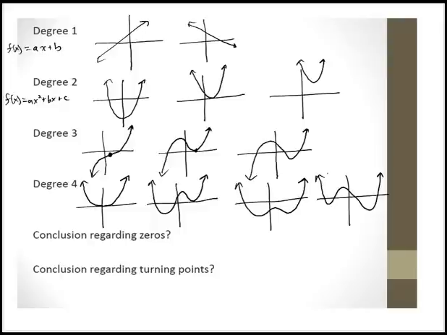But let's look at something. Let's look at the zeros, the x-intercepts. When we have a degree 1 polynomial, we could only have one x-intercept. A degree 2 polynomial, we could have 2, 1, or none. Degree 4 polynomial. I'm sorry, degree 3. We could have 1, we could have 2, we could have 3.